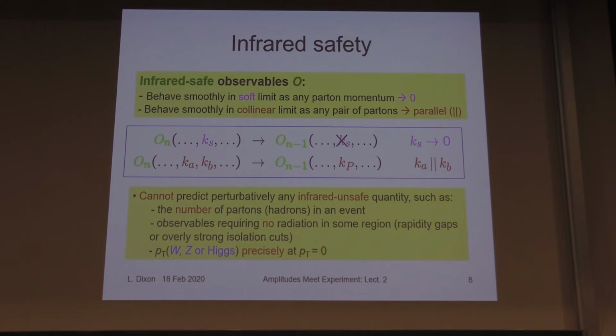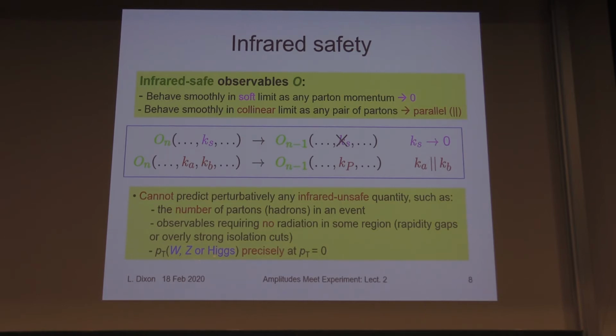Another example is an observable that forbids radiation in some region. Sometimes experimentalists will define classes of events that require there to be no hadrons in some patch of the detector. But when you forbid soft radiation from going anywhere, it's like forbidding soft photons in this electron cloud. You won't be able to predict how often that happens.